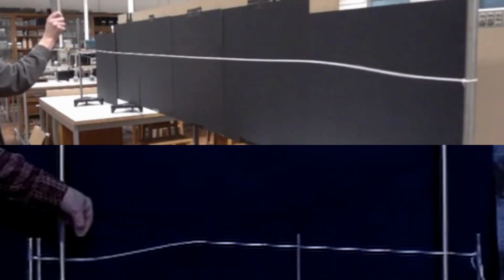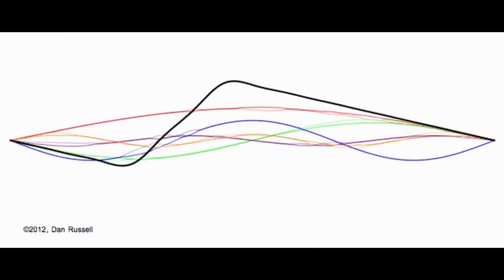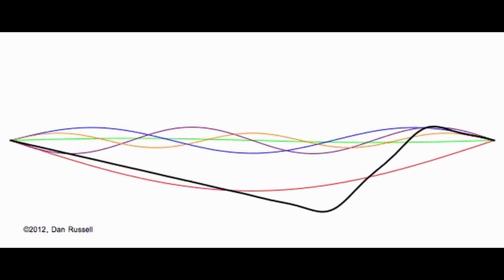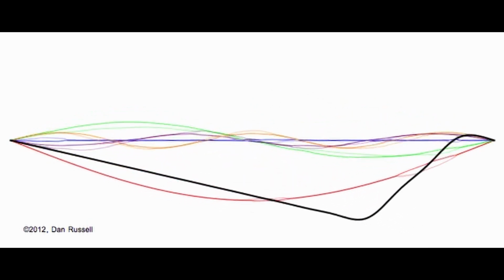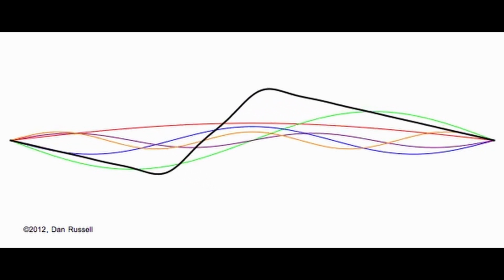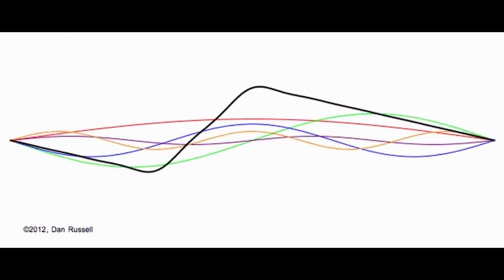And we can break down the motion of this string into its vibrational modes of the harmonic series. For a plucked string, that looks something like this, where the black line represents the actual motion of the string, and the different colored lines represent the vibrational modes that make up the overall motion of the string.